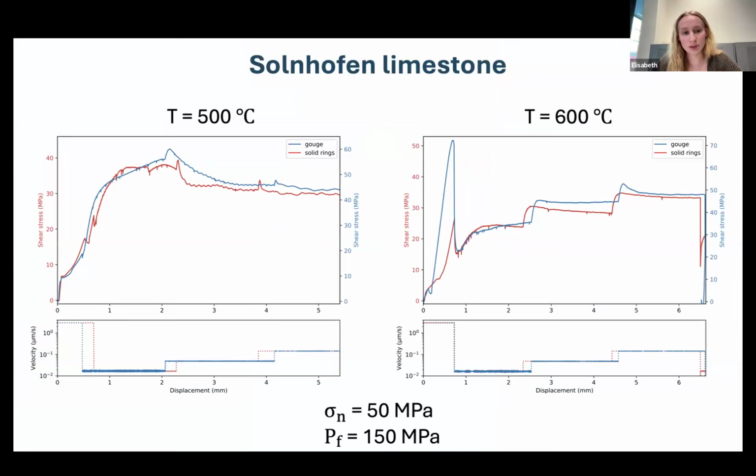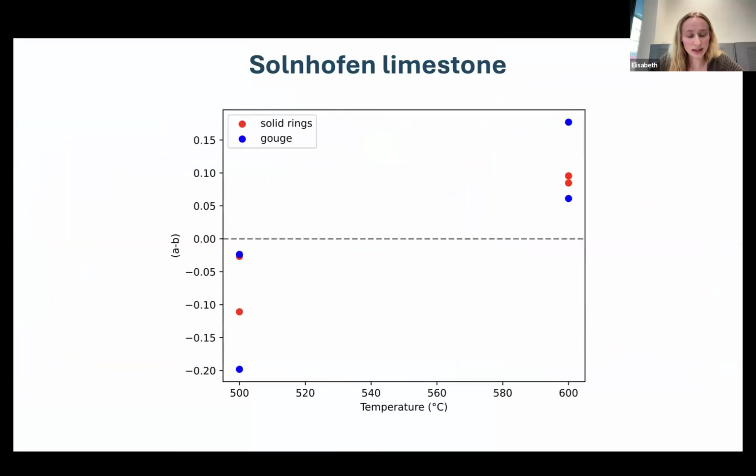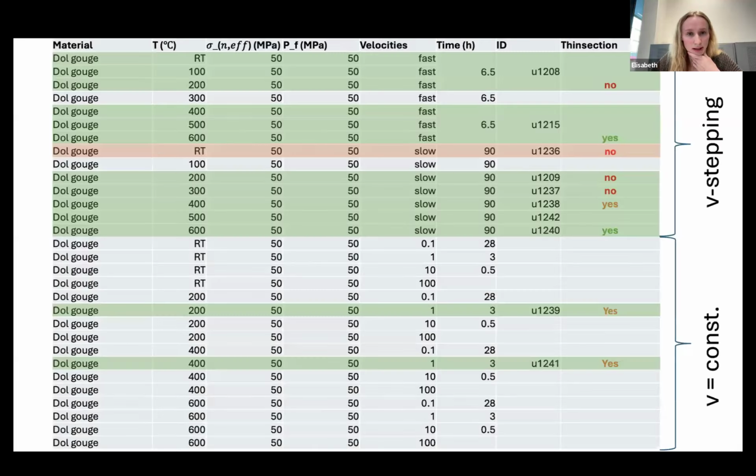Those are 4 experiments that my supervisor and I did on Solnhofen limestone, meaning that Andre did the ones on the solid rings, and I did the ones on the gouge under the same conditions. What we found is that both solid rings and gouge exhibit velocity weakening behavior at 500 degrees, but at 600 degrees, both exhibited velocity strengthening behavior. And I'm going to talk again in a second about what implication that has.